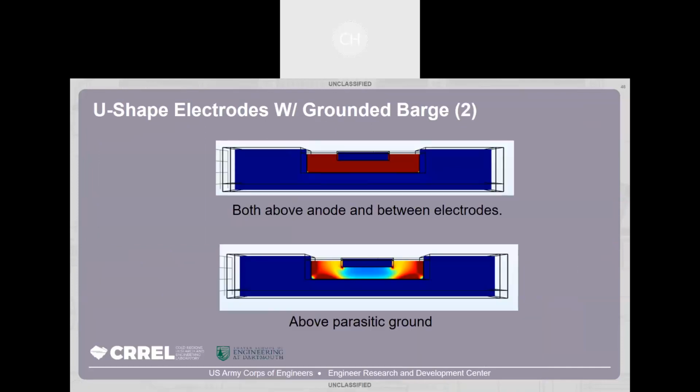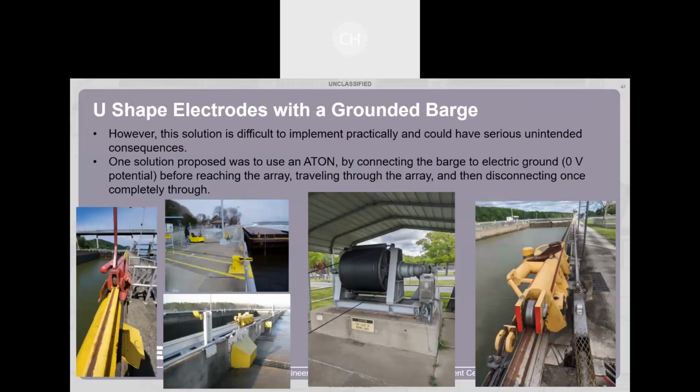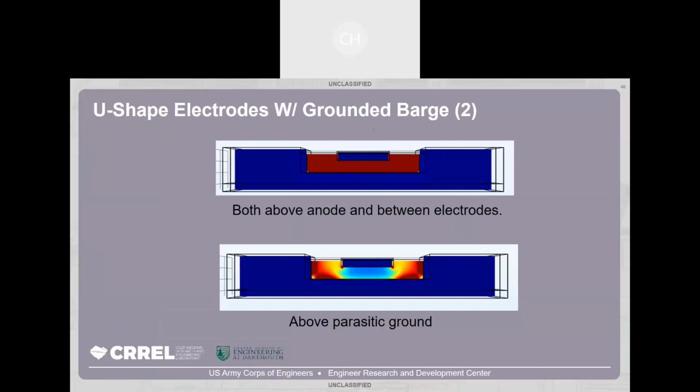So one thing that we discussed with Brandon Road is the idea of actually grounding the barge. From a theoretical standpoint, this is actually beautiful. It would solve almost every problem if the barge was to be electrically grounded.